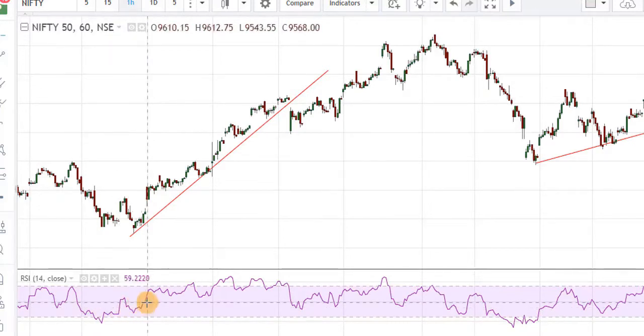Now it crosses above 50 level. This is a confirmation signal. We will buy here. We will make our buy position here. This is our buying position.